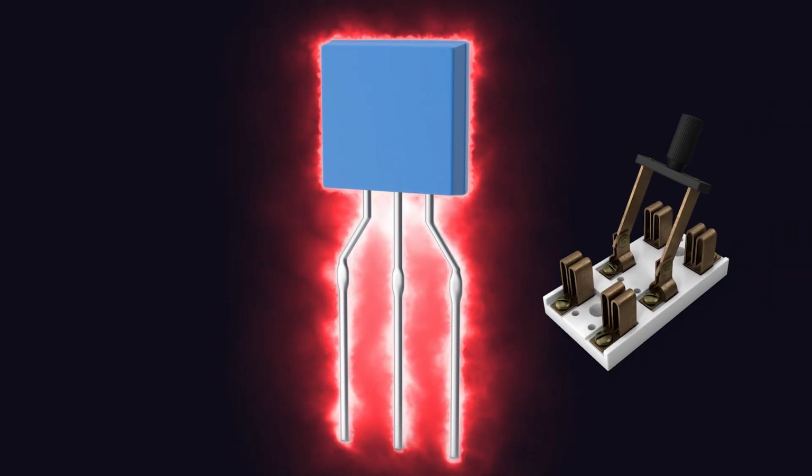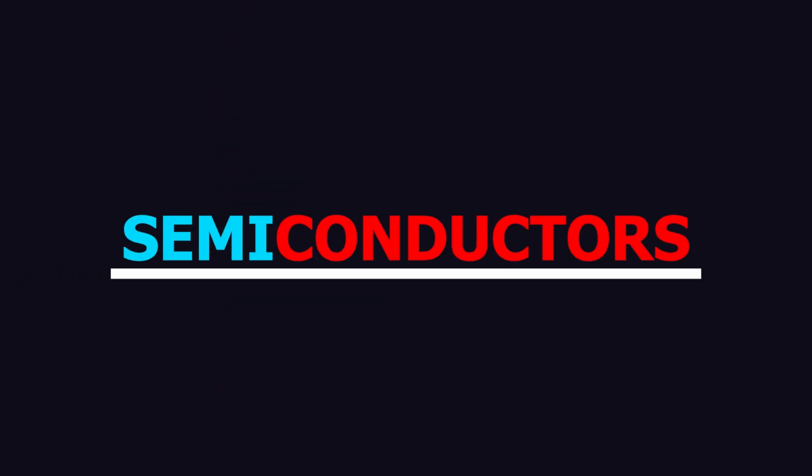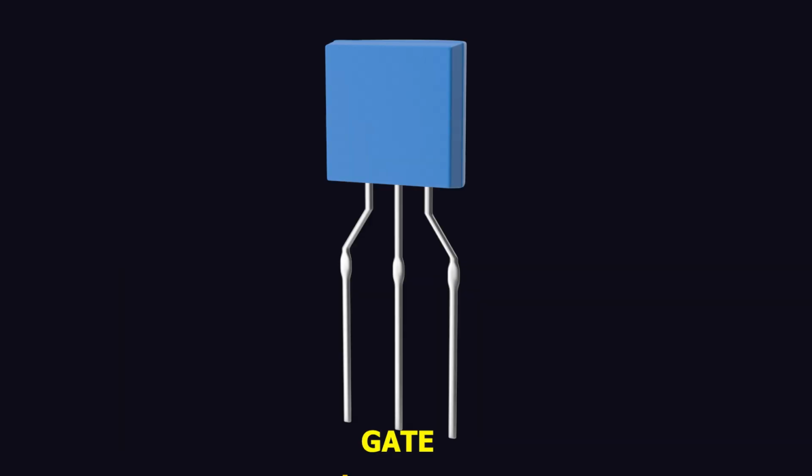If only there was a way to turn a switch on or off with another switch. Transistors. It is pretty much an electronic switch. It uses black magic called semiconductors. They only let current through when a voltage is applied to the gate.